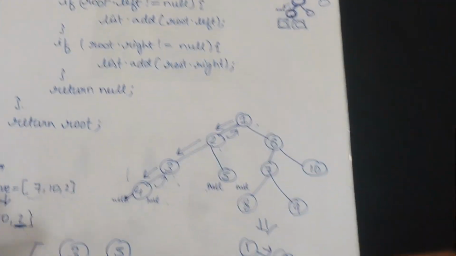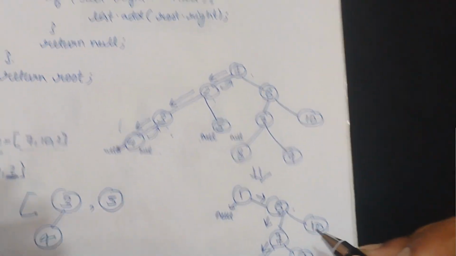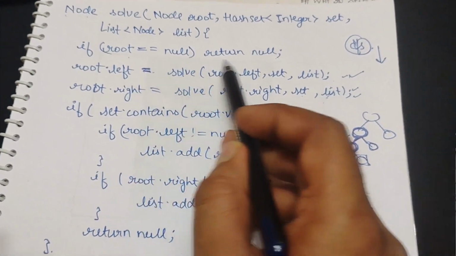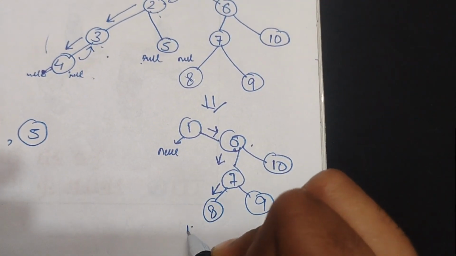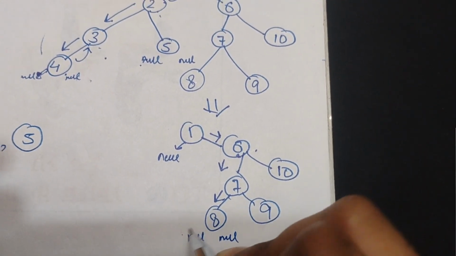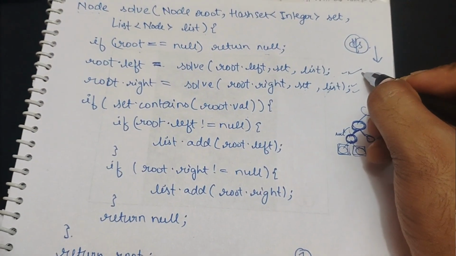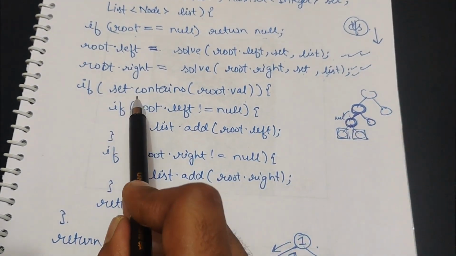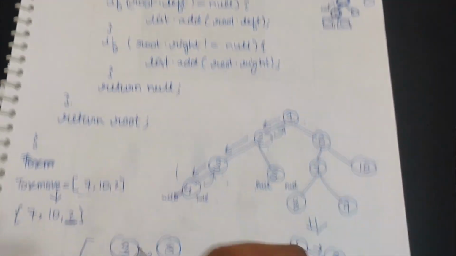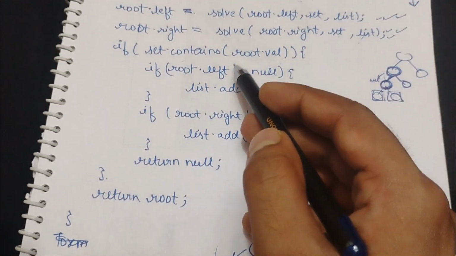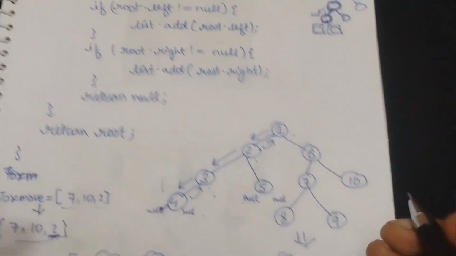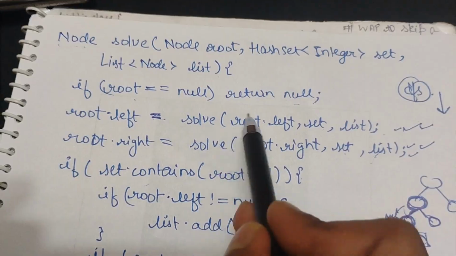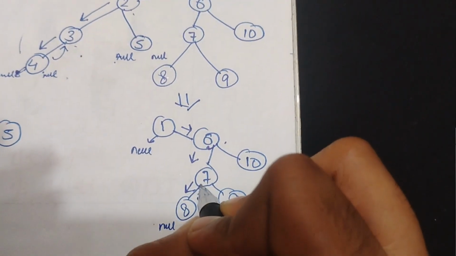7 will call its left. Okay, we'll reach here. Similarly 8 will call left. We have null here, so it will hit this base case, root equal to null. Similarly for right we have null, so null for 8 on both sides. Now 8 has executed these two lines. It will check does set have 8 value. No, there is no 8. Then skip this. Return 8. Returning 8 means storing 8 in the left of 7.